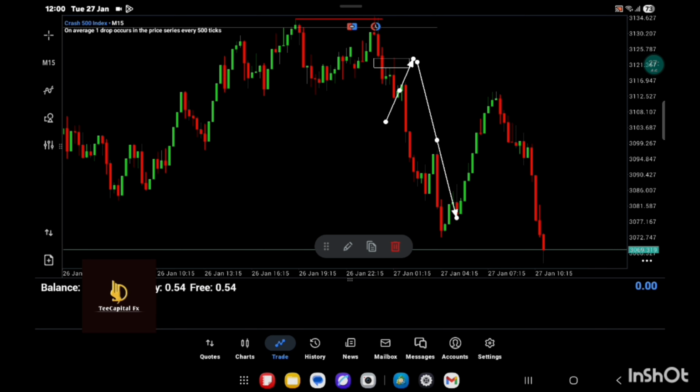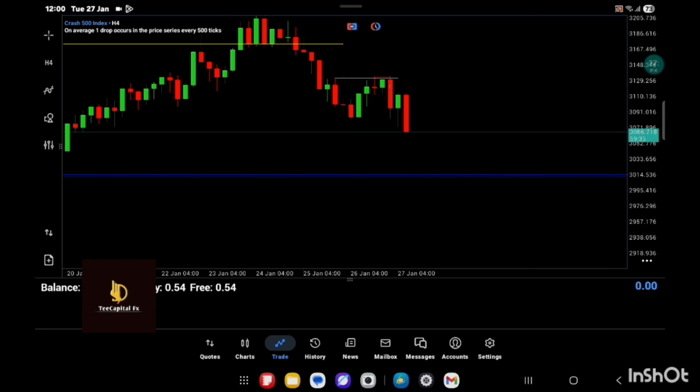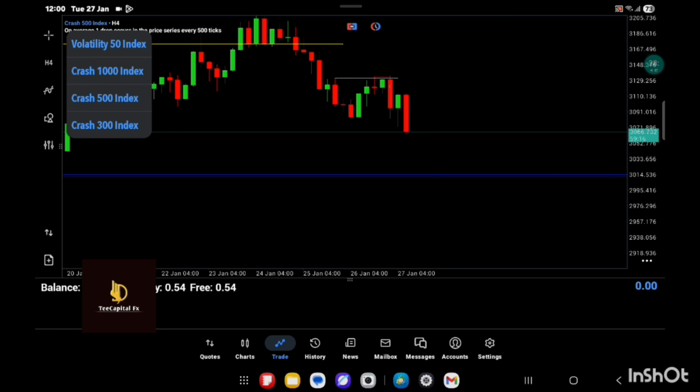But for now, let's delete all of this and continue our analysis. For now, there is no trade opportunity again on Crash 1000. So if the 4 hours gives us a fair value gap again, we'll capitalize on it before we get to the target. But for now, what we're looking for has happened. Let's check Crash 300.